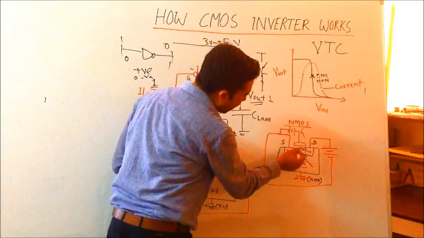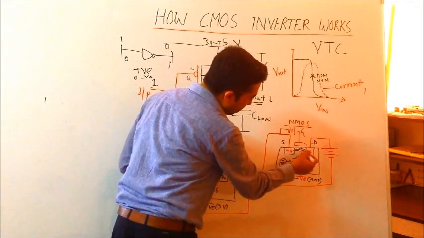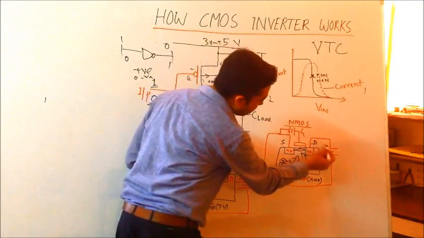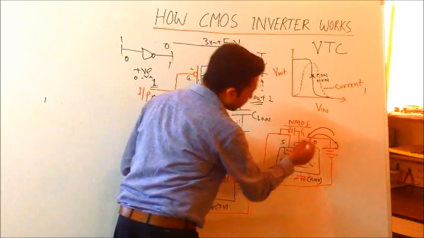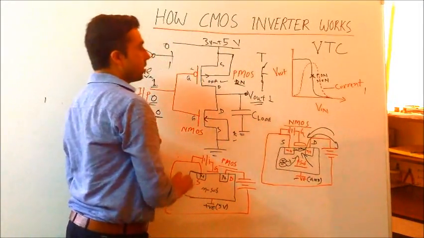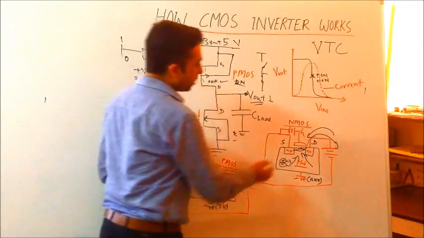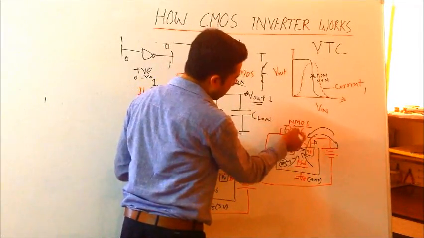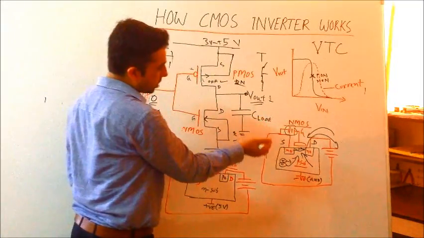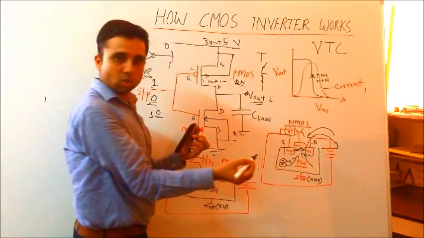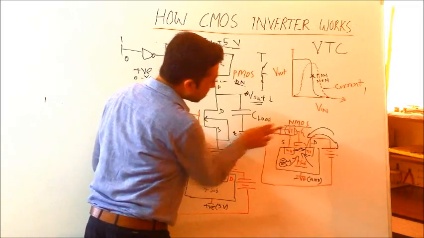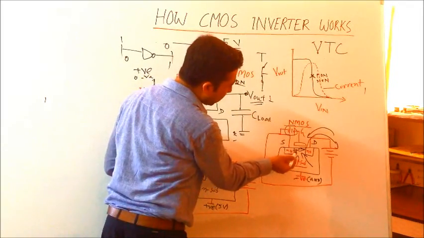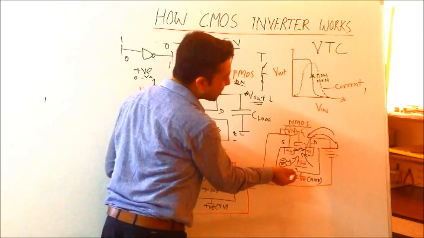So they form the channel, and when they form a sufficient channel, this is the positive terminal, this drives the electrons and current flows in this direction. That is, the NMOS starts to conduct. The minimum gate input voltage at which the channel is formed is called the threshold voltage.